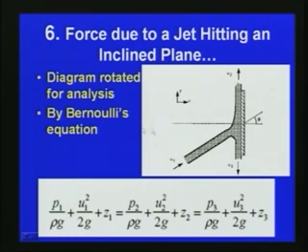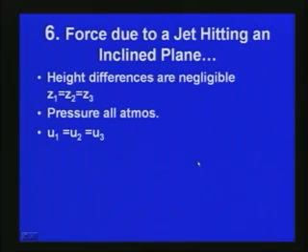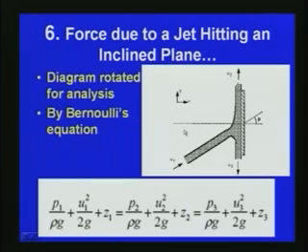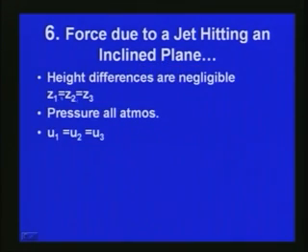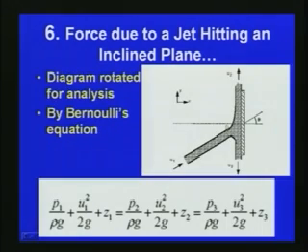From Bernoulli's equation, we can write p1 by rho g plus u1 square by 2g plus z1 is equal to p2 by rho g plus u2 square by 2g plus z2, which is equal to p3 by rho g plus u3 square by 2g plus z3. Now if you assume that the height difference is negligible with respect to the jet action, we can assume z1 is equal to z2 is equal to z3 for analysis purposes, and the jet is acting in atmospheric pressure.